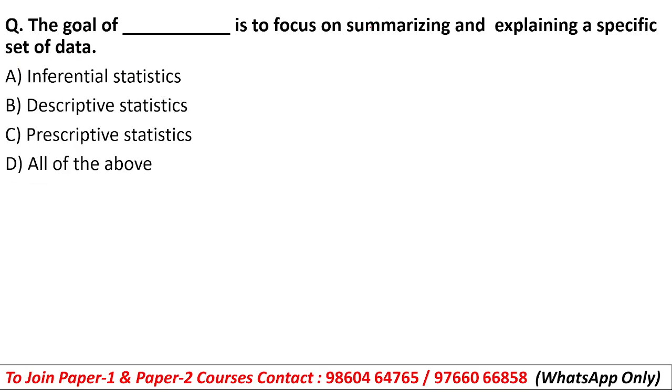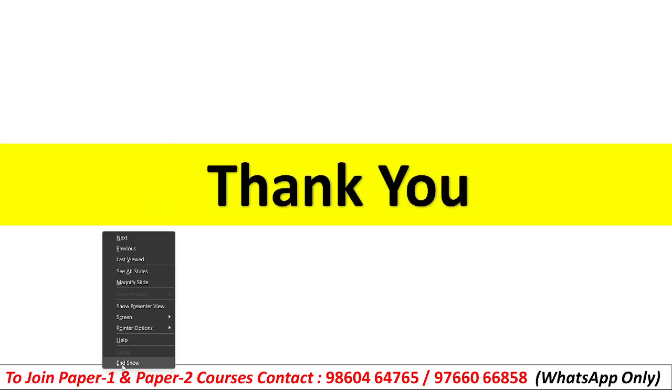The goal of blank is to focus on summarizing and explaining a specific set of data. Inferential statistics, descriptive statistics, prescriptive statistics, all of the above. So whenever we are summarizing and explaining a specific set of data, inferential will not be used. Here descriptive statistics will always be used. Okay, so option B, descriptive statistics, will be the right answer in this question.